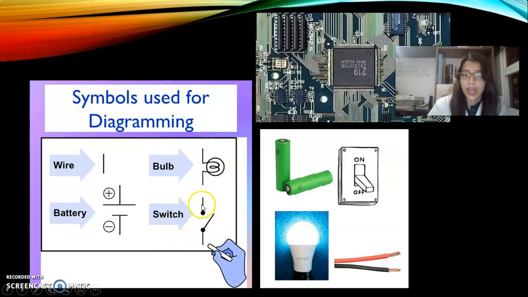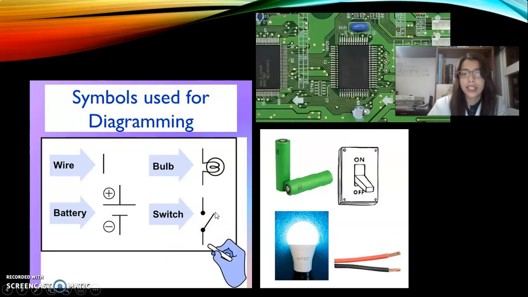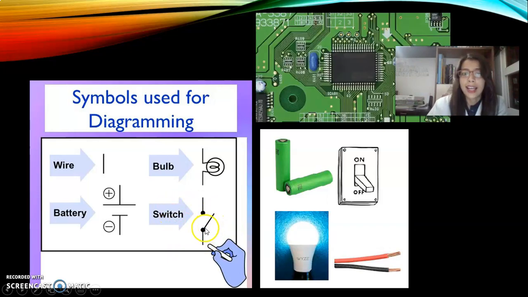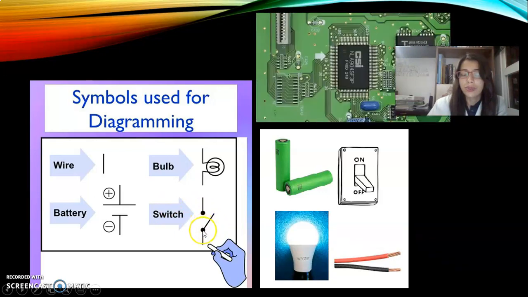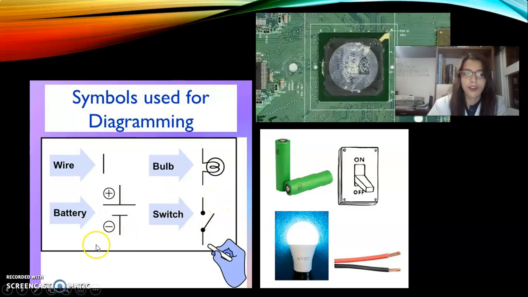In this case, we have the switch open. That means that our circuit is off. When the line is complete, we can see the switch is on. That means that the path is complete and energy can flow.